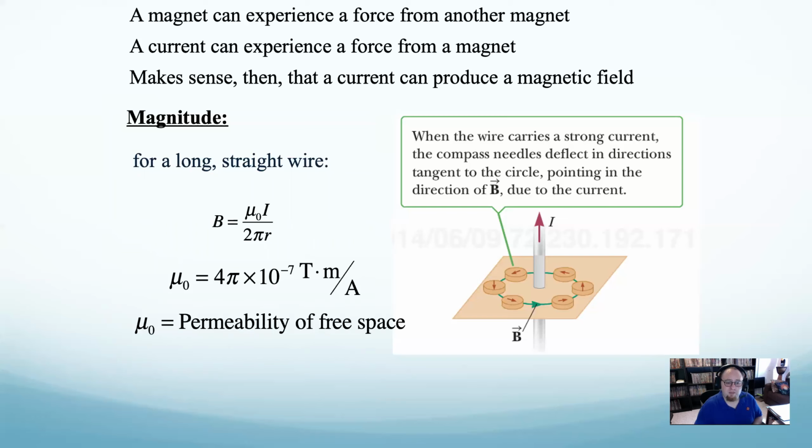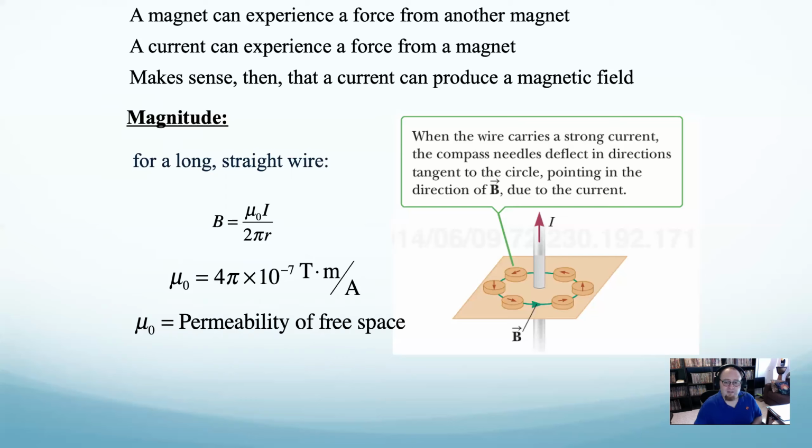Now we have mu sub naught. Epsilon sub naught and mu sub naught are very related. We're going to get to that later on, and the two are incredibly interlinked. But where epsilon sub naught was used to explain electric fields, mu sub naught is used to explain magnetic fields, where mu sub naught is just 4 pi times 10 to the negative 7 Tesla meters per amp.